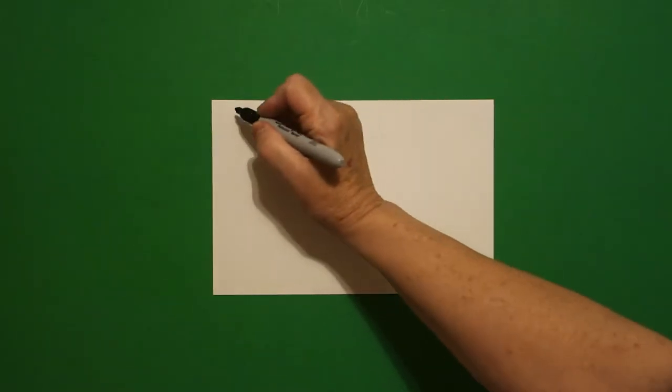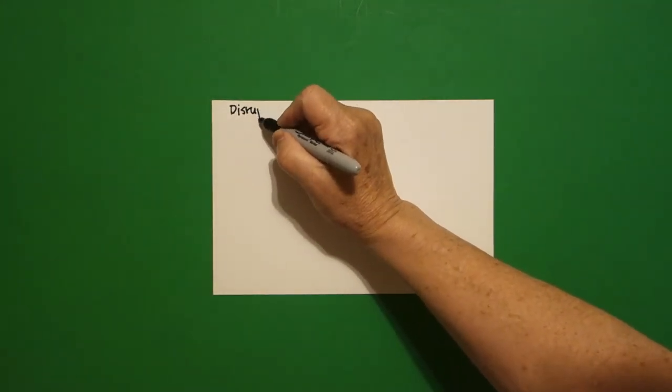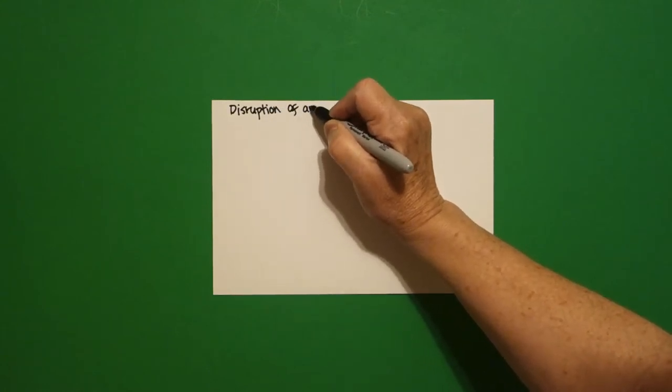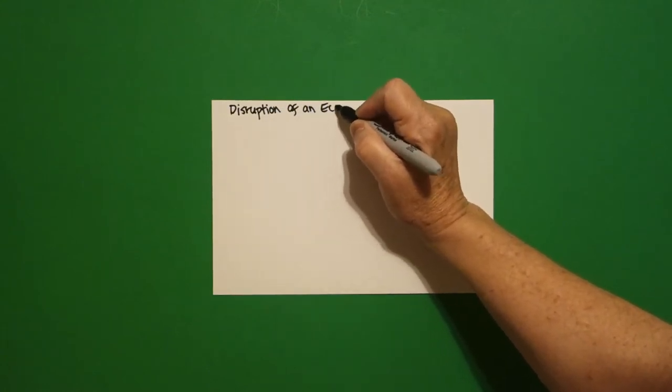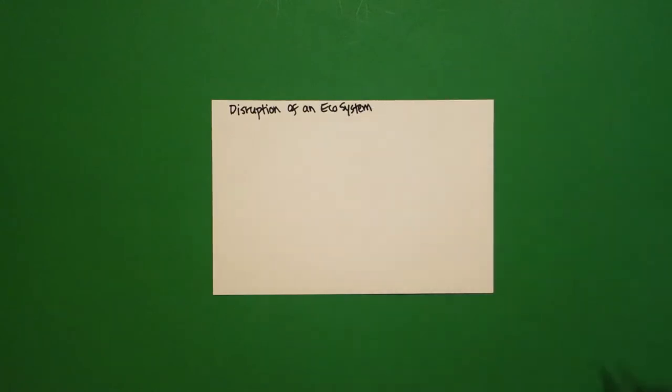Okay, let's draw. Today's project is the disruption of an ecosystem. Okay, we're going to draw first.